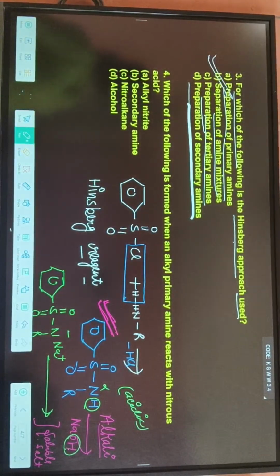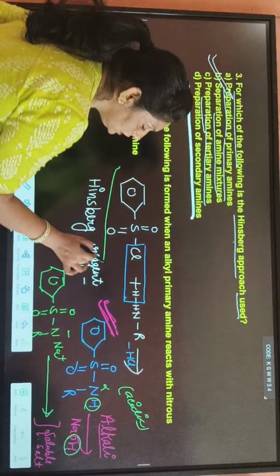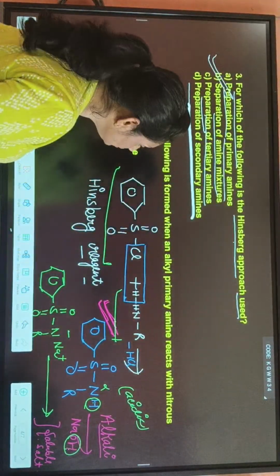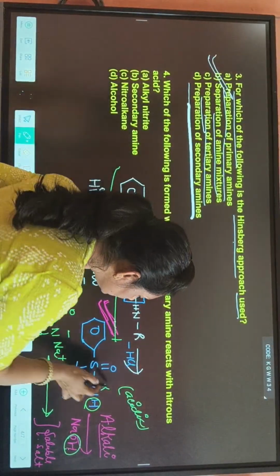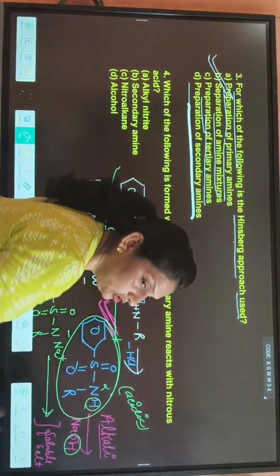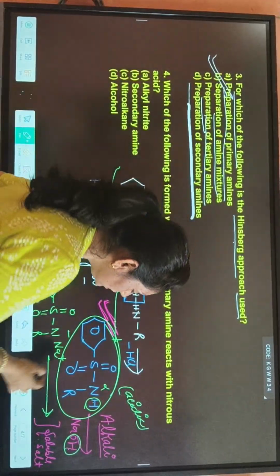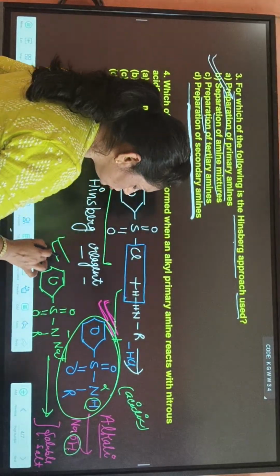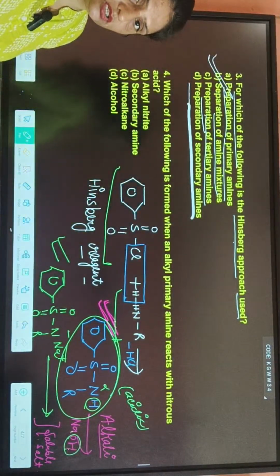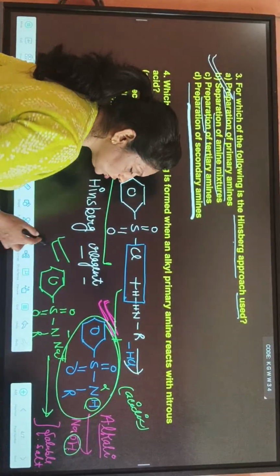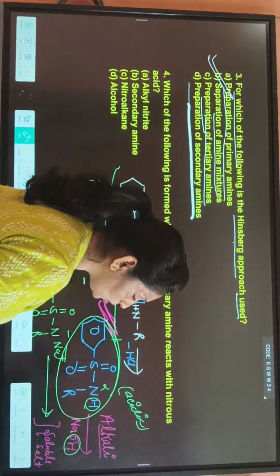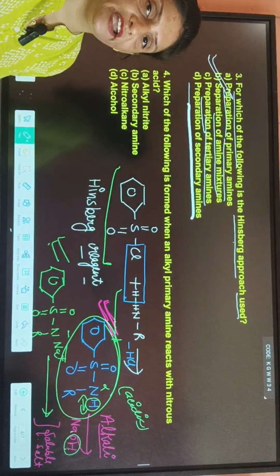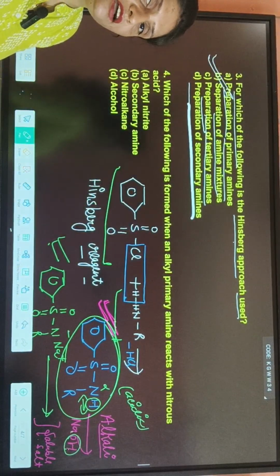So what will happen, student? If you have Hinsberg reagent and you add primary amine to that, then the product, this sulfonamide, can dissolve in alkali and you will get the soluble salt. Okay, why is it getting a soluble salt? Because even after becoming the product it still has an alpha hydrogen, it has an acidic hydrogen.